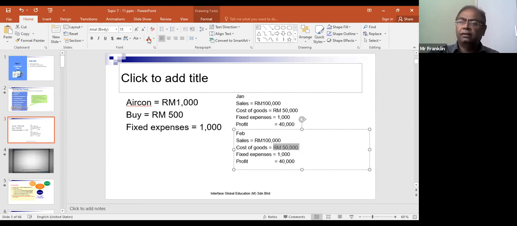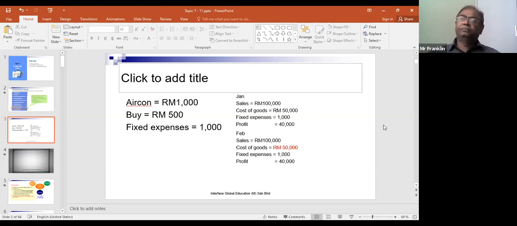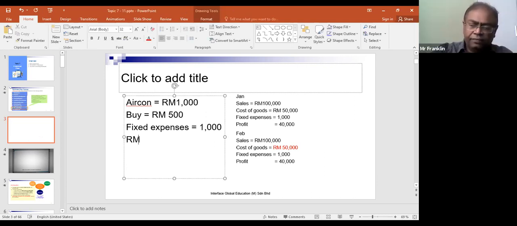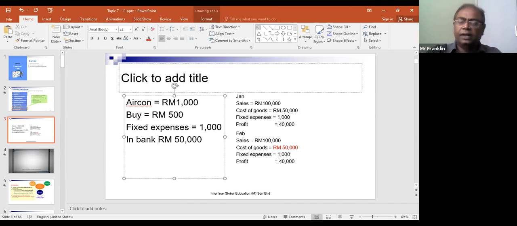Where do I get the money? How much is in my bank now? When I start the business, how much do I have inside the bank? Let's say I have RM50,000 in the bank. This 50,000 is my savings to start the business.